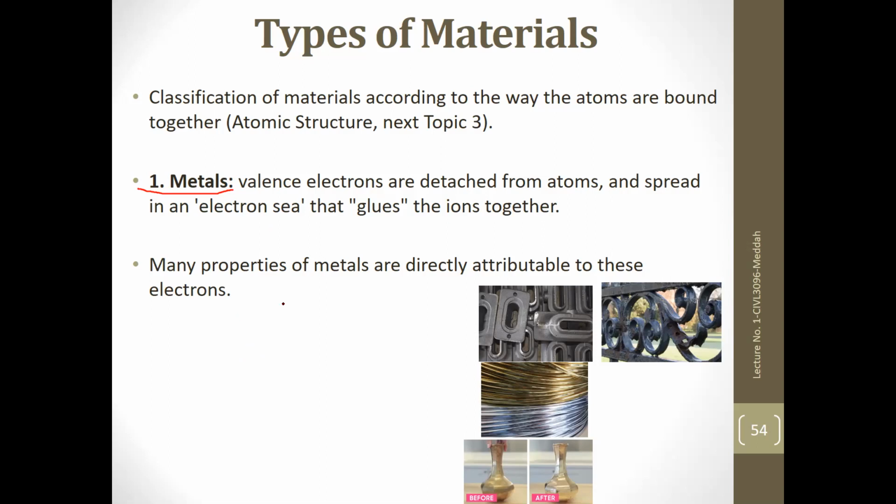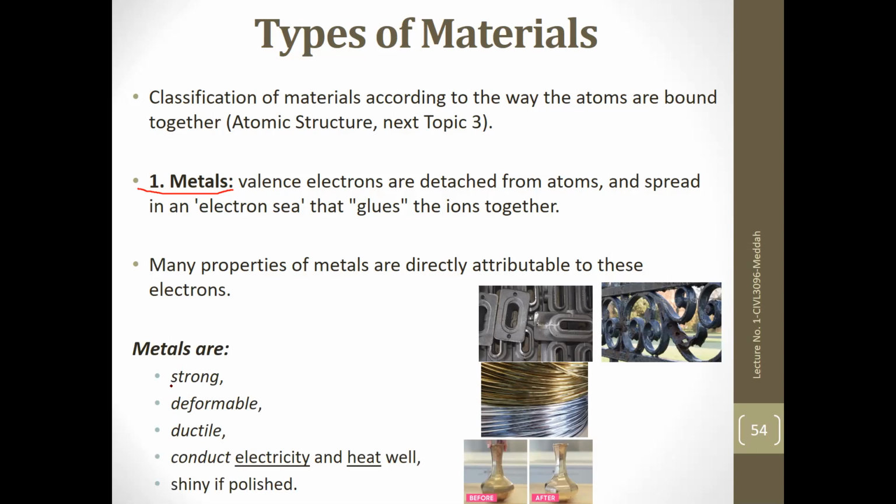So many properties of metals are linked to this chemical bonding, which is forming a sea of electrons. The electrons are free to move and are not specifically bonded to one specific atom. So this mobility of electrons gives a high electrical conductivity and high thermal conductivity, in addition to other properties, of course.